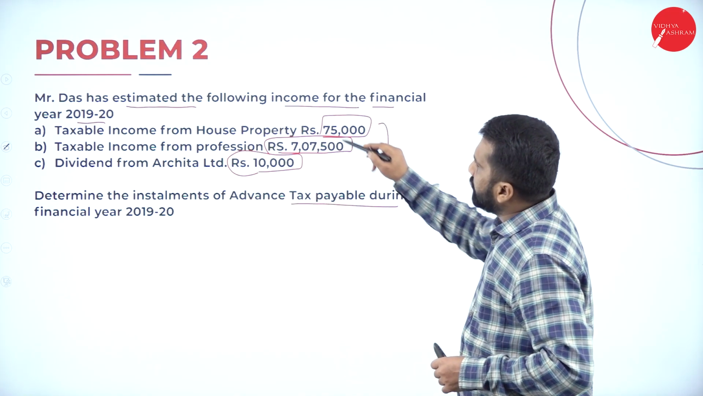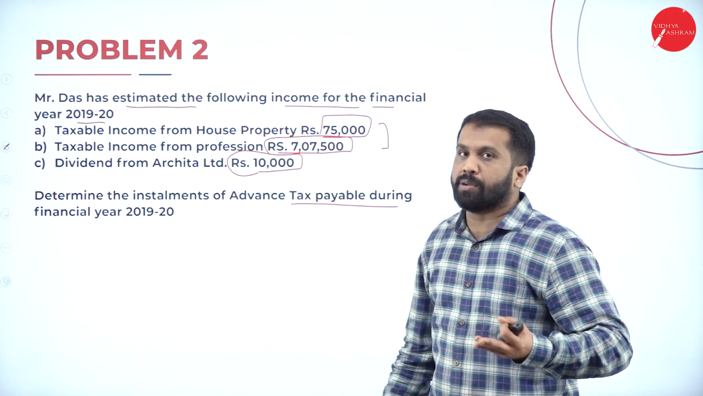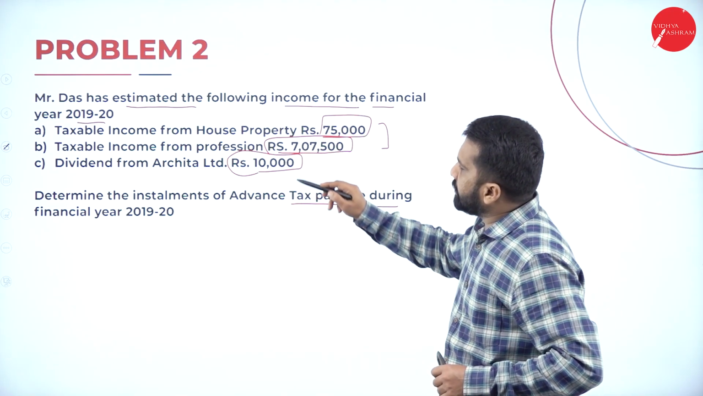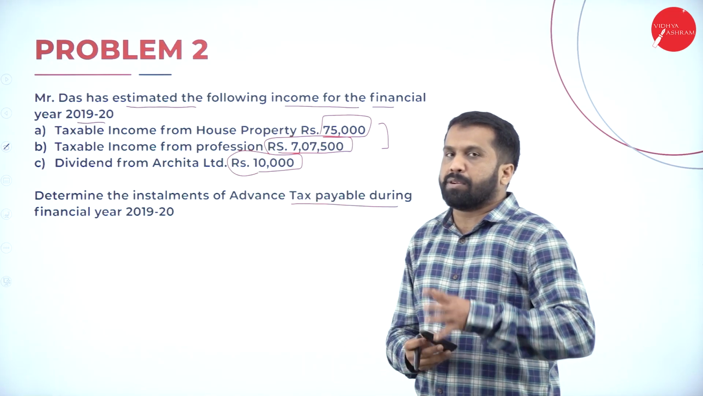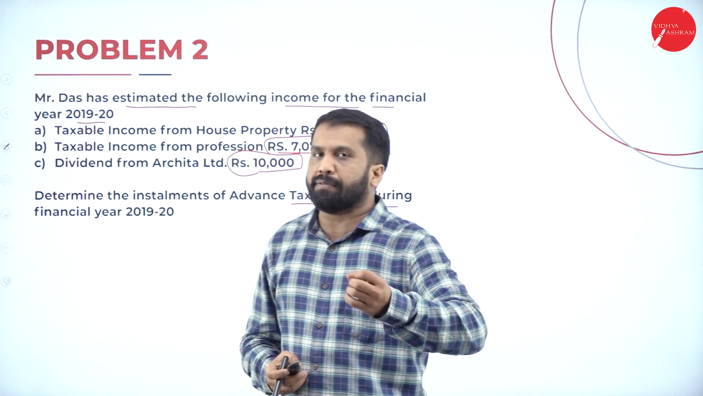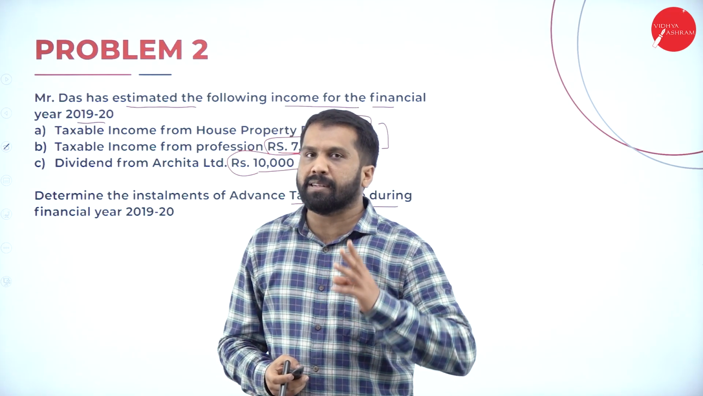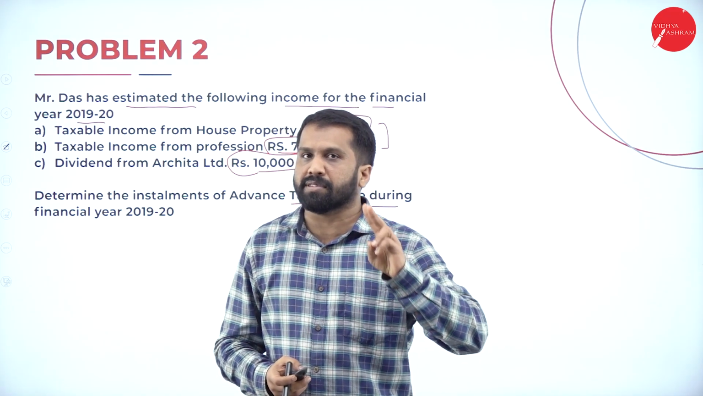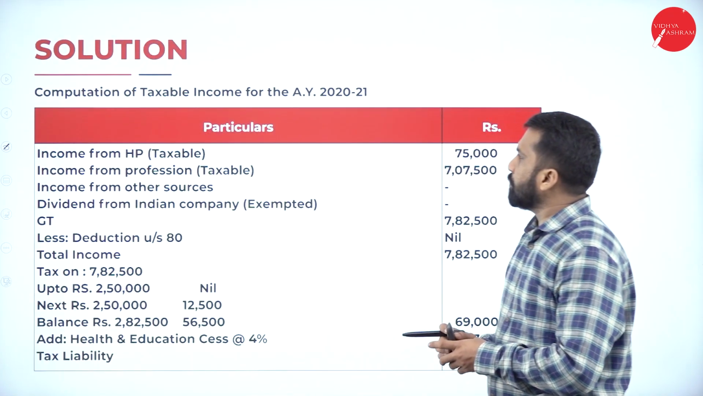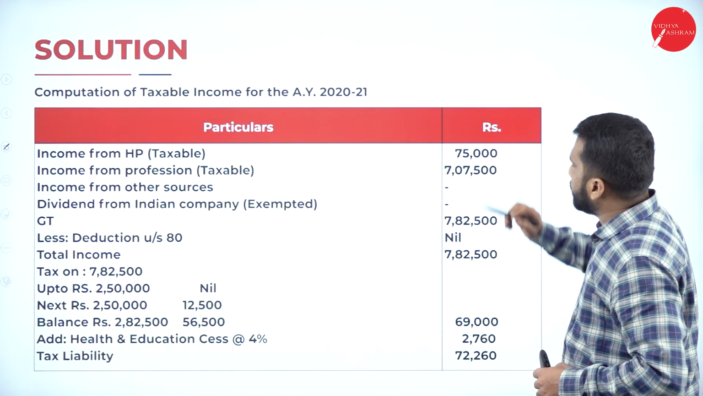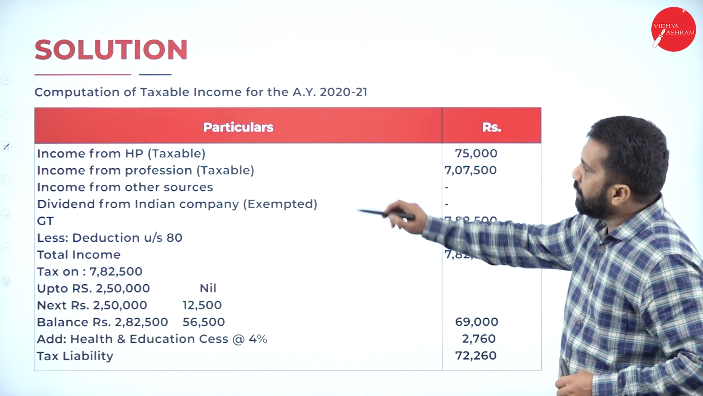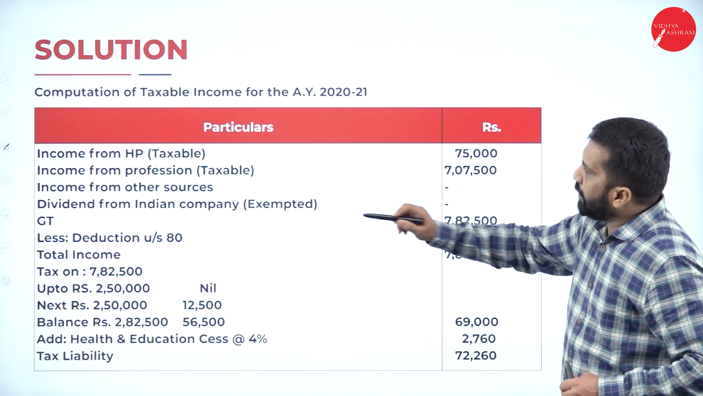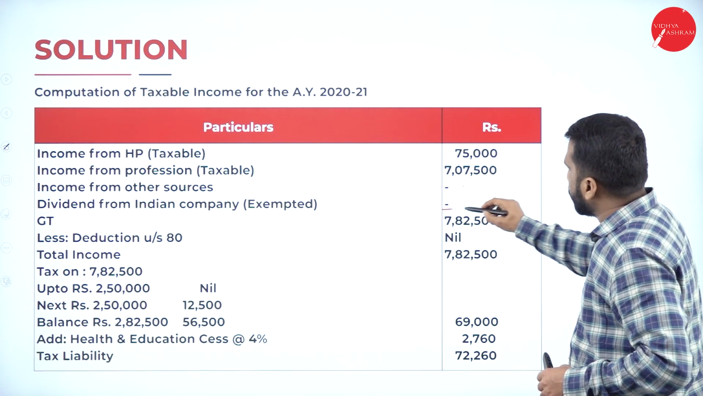Add these two. Is there anywhere long-term capital gain? No. Is there anywhere horse race, crossword puzzle or lottery? No. Simple calculation. Up to 2,50,000 nil. Above 2,50,000 up to 5 lakh it is 5%. 5 lakh and above it is 20%. Now, income from house property is 75,000. Income from profession 7,07,500. Income from other source nil. Dividend income is exempted.